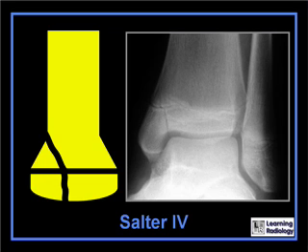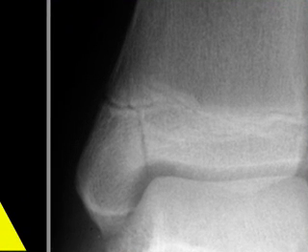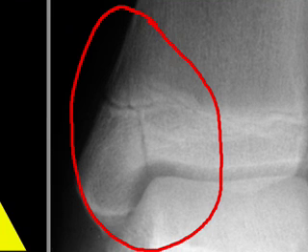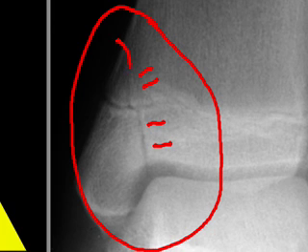Here is an example of a Salter 4 fracture. This is the distal tibia, and you can see a linear radiolucency through the metaphysis and a linear radiolucency through the epiphysis. So this fracture extends through the metaphysis, through the epiphyseal plate, and down through the epiphysis to the articular cartilage.